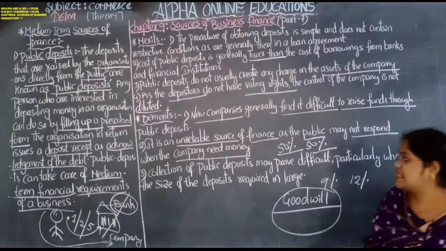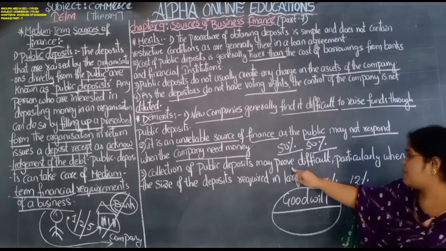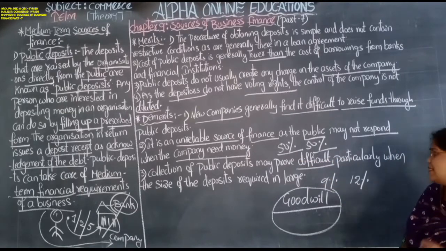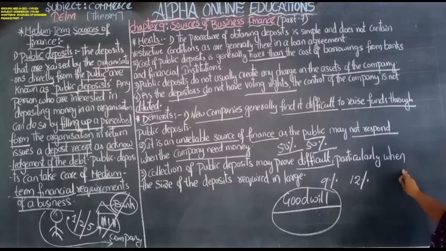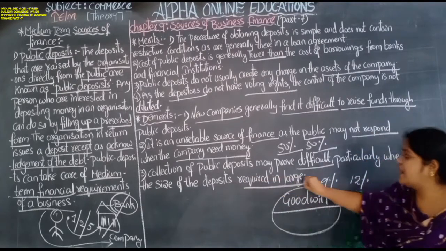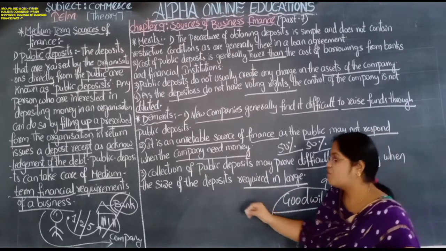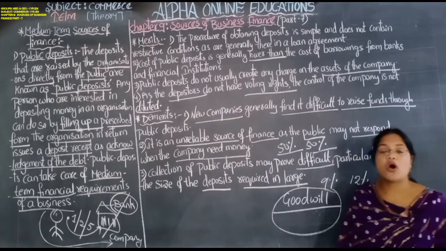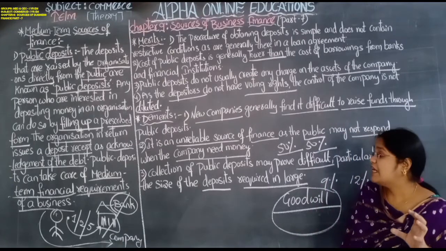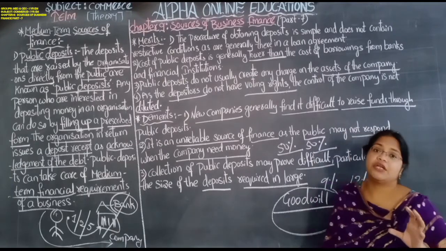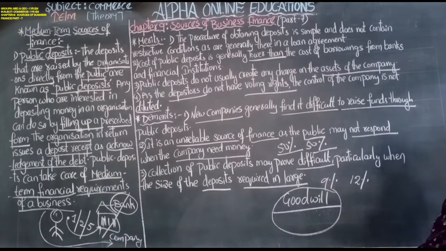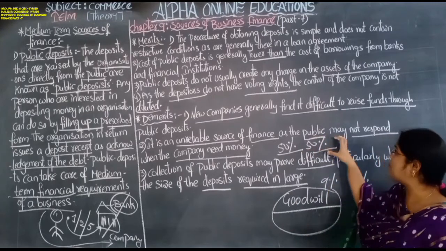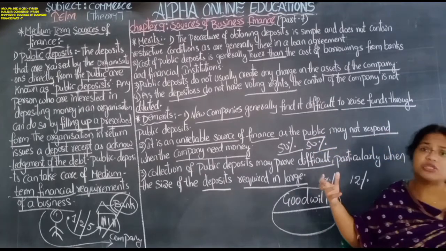Okay, next, collection of public deposits may prove difficult. Collection of public deposit is difficult, particularly when the size of the deposit required is large. When the company wants a large amount of deposit, it will become very difficult for the company to raise such deposit from the public, because when the company is in need of money, at the same time the public should also show a response towards the company.